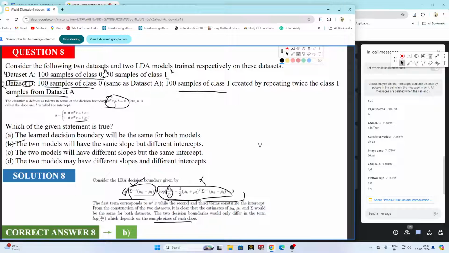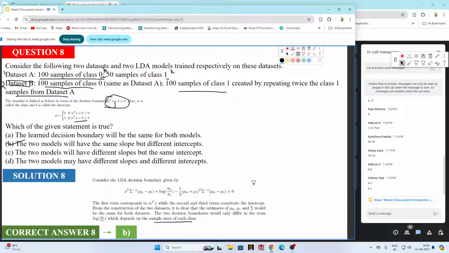So is this clear? Yes, sir. Can you please explain once more, sir? Can you please explain the second point, that the two models will have the same slope but different intercepts? Okay, let me explain. How does pi k depend on the class size? Pi k will depend on the sample size of each class.